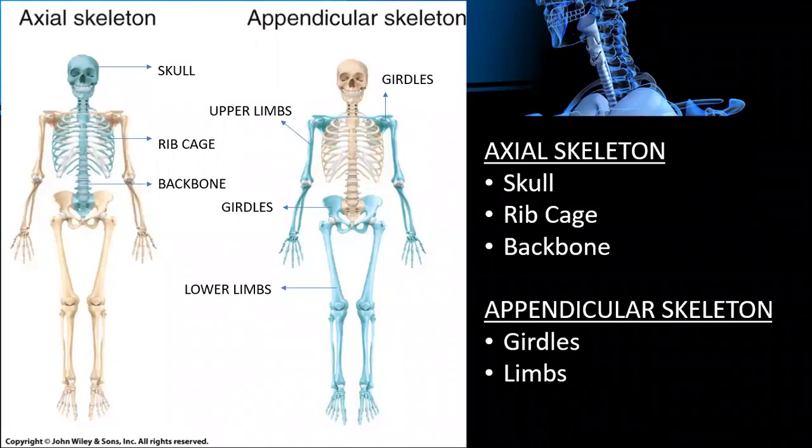Axial skeleton and appendicular skeleton. Axial skeleton consists of the skull, ribcage, and backbone. The appendicular skeleton involves the girdles and limbs.